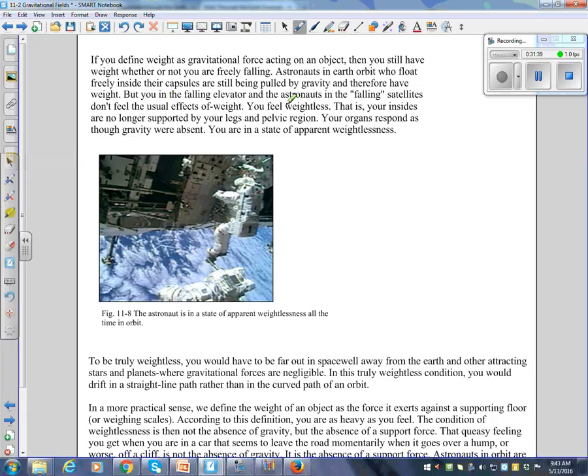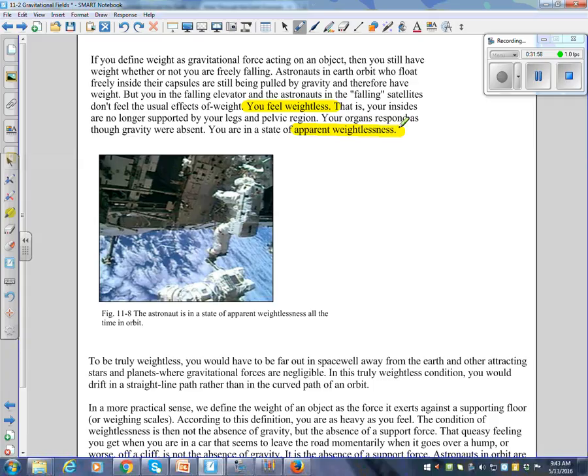You feel weightless. That is, your insides are no longer supported by your legs and pelvic region. Your organs respond as though gravity were absent. You are in a state of what's called apparent weightlessness. It appears that you are weightless. You are not. You just feel weightless.